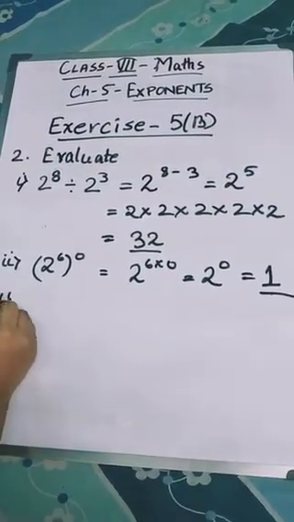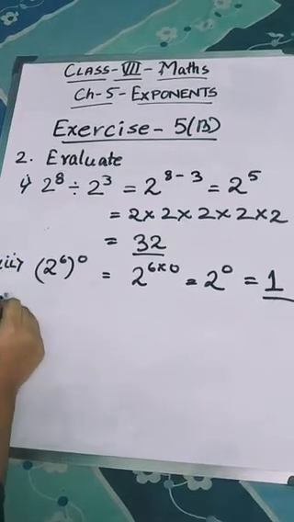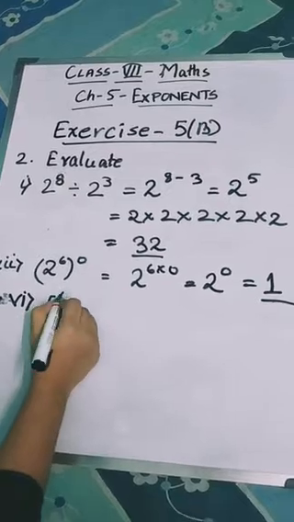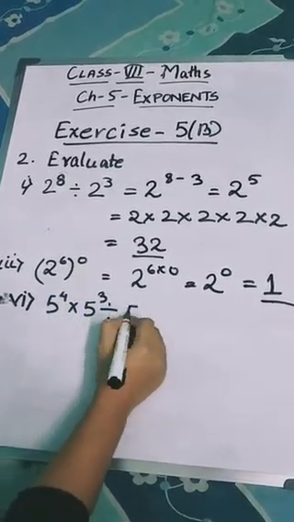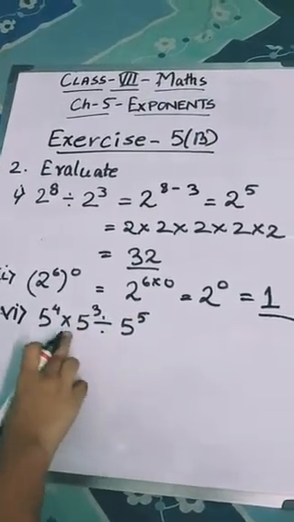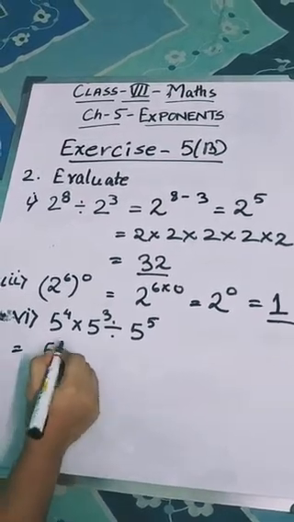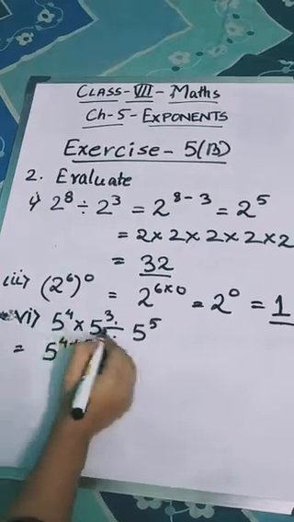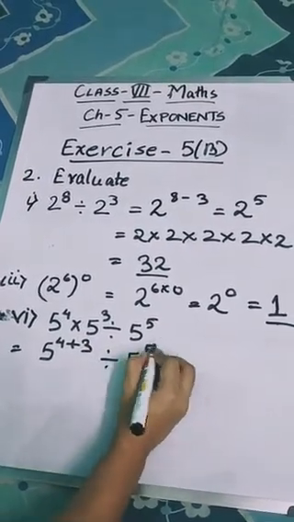Question number 6. This was question number 3 and this will be question number 6. 5 to the power 4 into 5 to the power 3 divided by 5 to the power 5. Here you can see there are both signs, multiply and divide. So first let's solve the multiplication one. So it will be 5 raised to the power 4 plus 3, because there is a multiplication sign. And let the division be as it is.